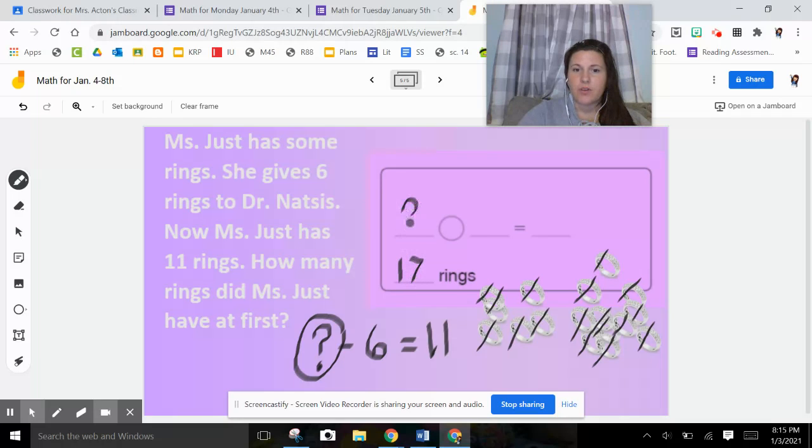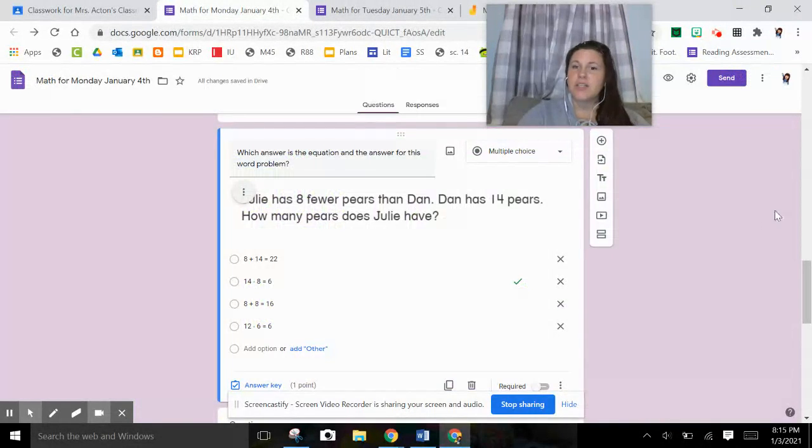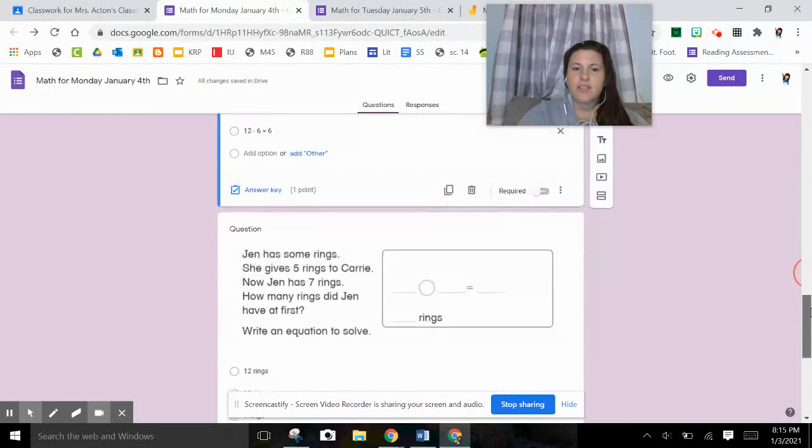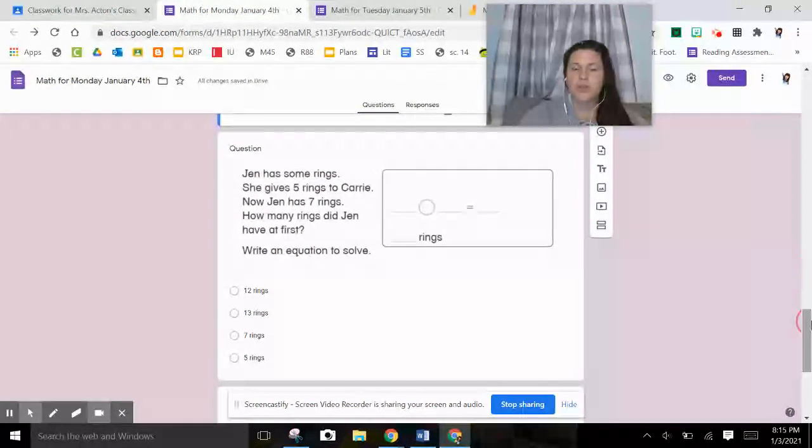So you can move your equation up here. Minus 6 equals 11. And that mystery number is the 17 rings down there that she started off with. So you're going to see an equation that looks a little bit like this. It's got some different people, but they're also talking about rings. And at the end, you need to tell me how many rings did Jen start off with at first.